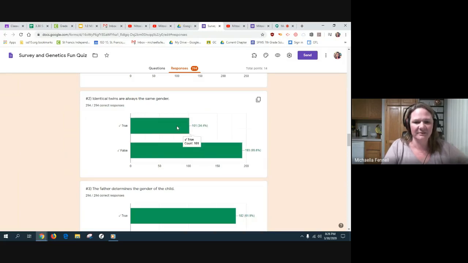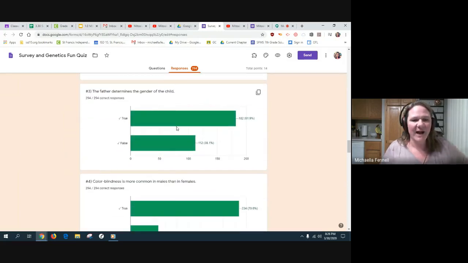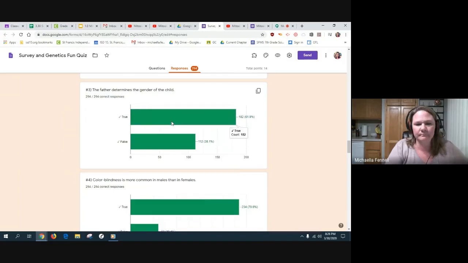Oh, okay. Number three, the father determines the gender of the child. 182 of you said true. 112 of you said false. This is actually true. It's not like the father can think about it, but it is determined by his reproductive cell. If the sperm cell that fertilizes the egg is carrying an X chromosome, again, the child would be a girl. And if the sperm cell is carrying a Y chromosome, the child would be a boy. And we'll get into that a little bit more in this upcoming chapter as well.